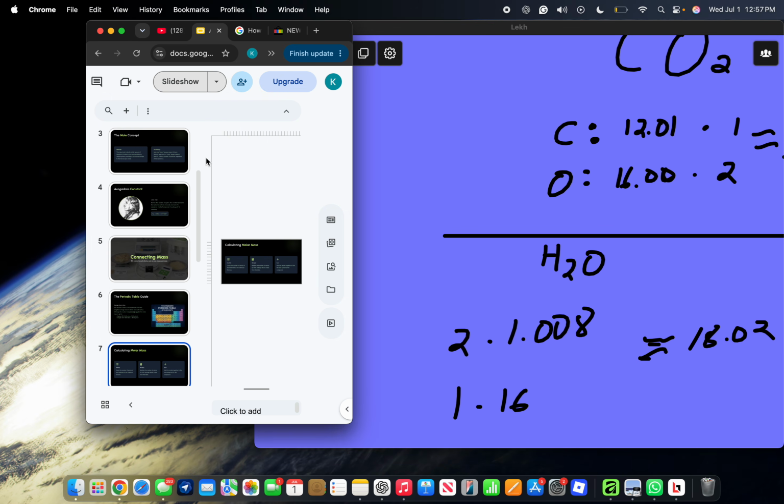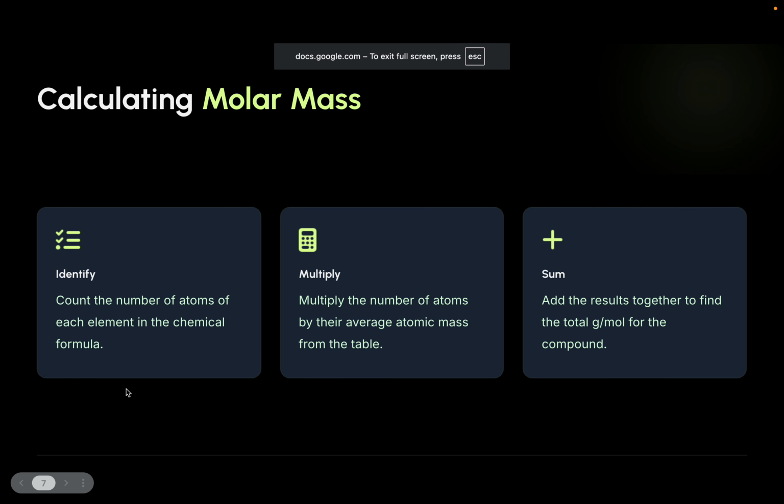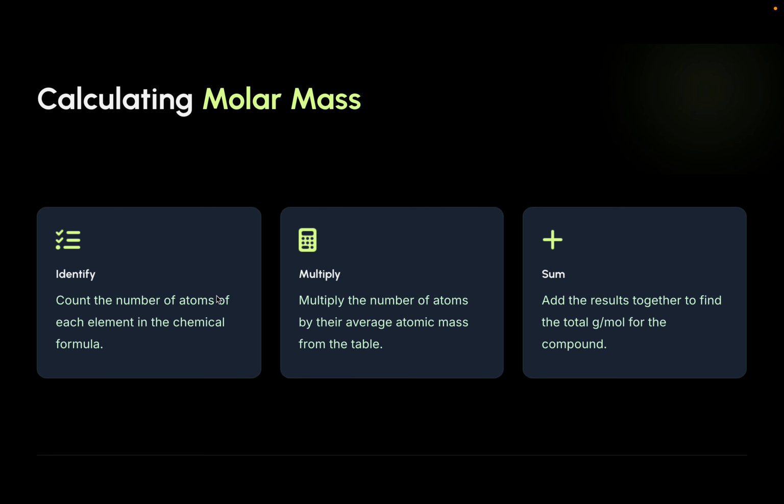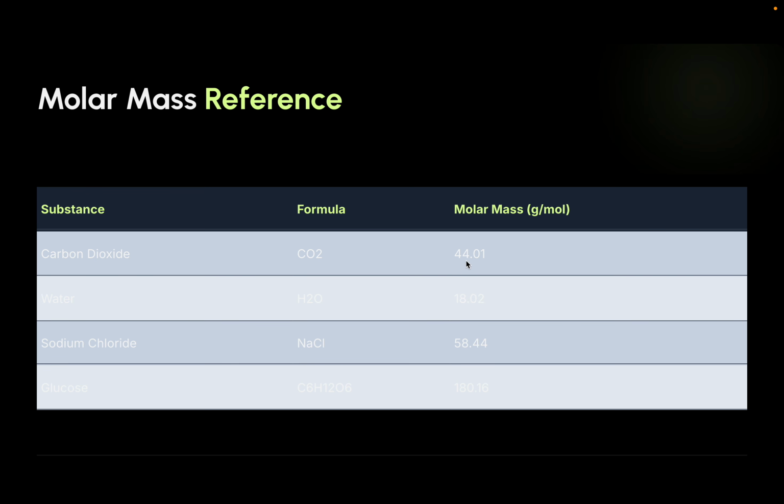That's kind of what the slide also said. You count the number of atoms of each element. So in CO2, there were 2 atoms of oxygen and 1 atom of carbon. Then you multiply the atoms by their average atomic mass. You would multiply carbon by its average atomic mass, then do the same for oxygen, like I did, and then add them together. So like I said, we got carbon dioxide right: it was 44.01. Water, it was 18.02. We got that right. We could have done these two with the same process. You get the deal.